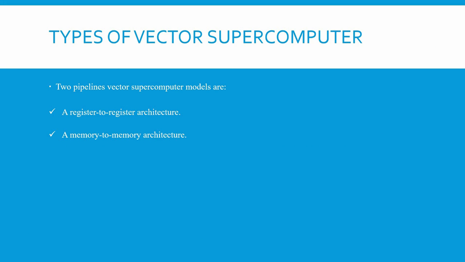There are two types of vector supercomputer models. One is a register to register architecture. Another one is a memory to memory architecture. During the vector operation, if each vector functional pipeline gets data or instruction from registers instead of main memory, that model is known as register to register architecture. In memory to memory architecture, each vector functional pipeline gets data directly from the main memory. That architecture is known as memory to memory architecture.